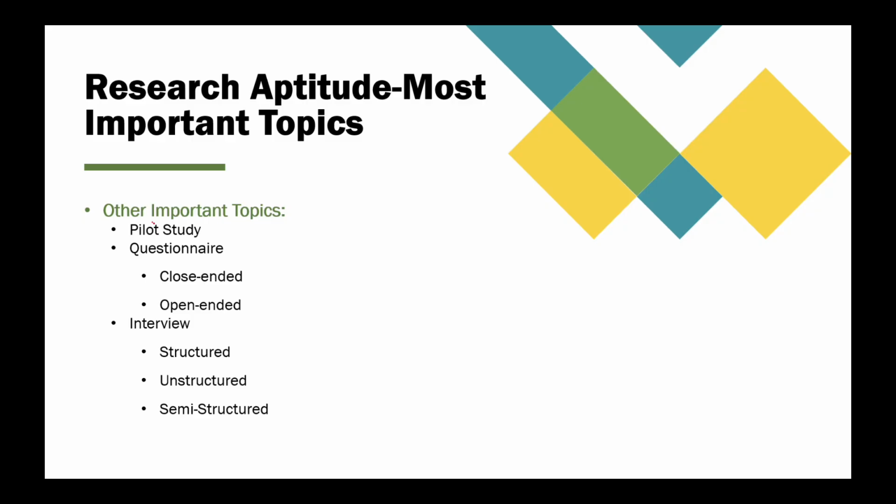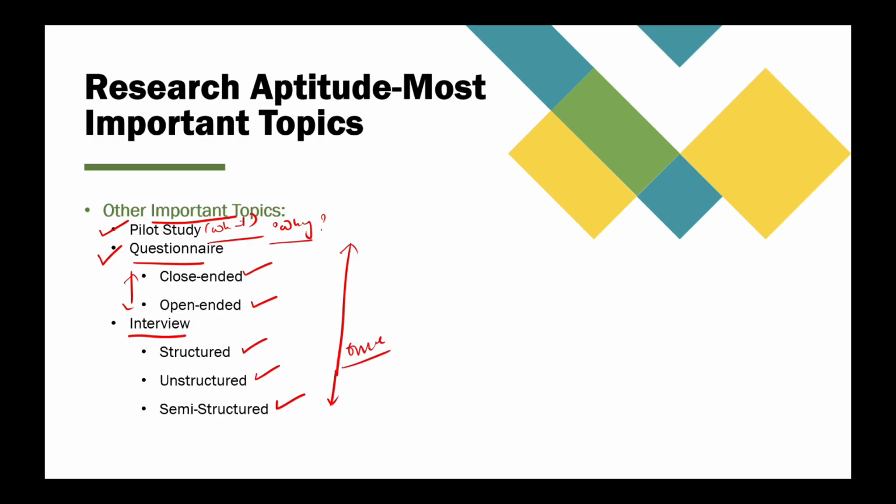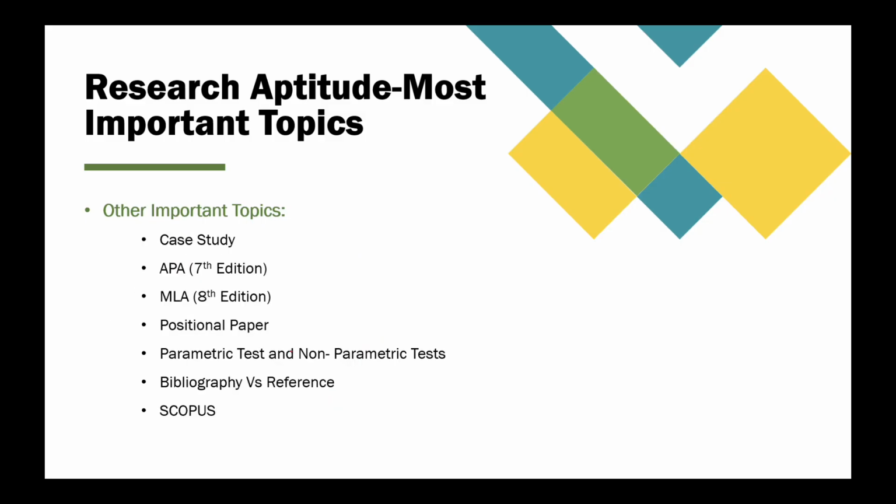The other important topics are pilot study. You need to understand what a pilot study is and why it is performed, and it is most important. And then we have questionnaires. There are two types: close-ended and open-ended. Then we have interviews: structured, unstructured, and semi-structured. Just understand them, read once. It is more than enough. If you read these topics once, it is more than enough to remember.